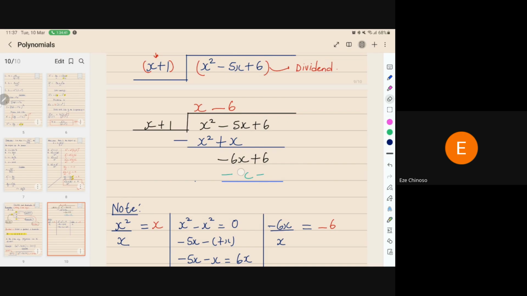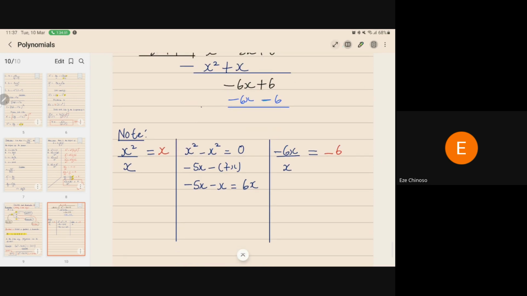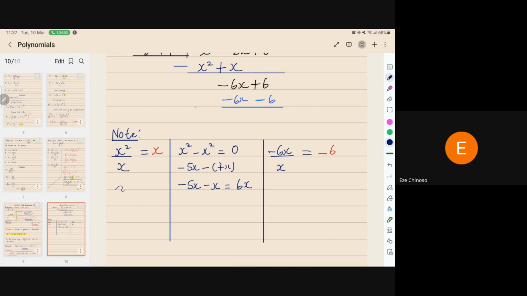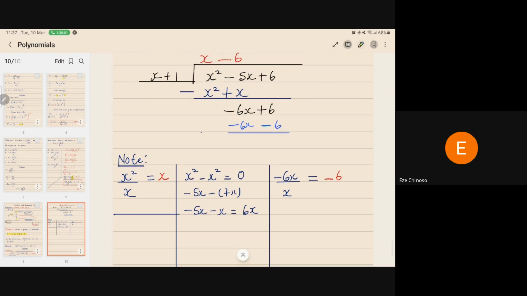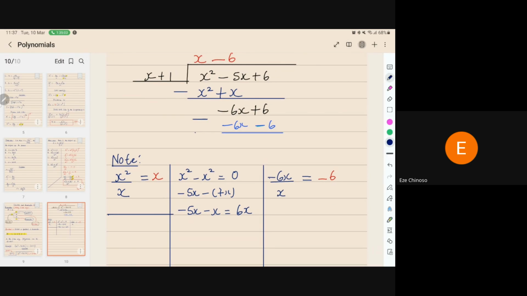Let me use a color that will be brighter. So minus 6x, then minus what? 6. So what do I do right there? It's your normal simplification at this point. So when I simplify, let me rule a line here. Now, what do I have there? I'm trying to simplify. Remember that there's a negative sign right here. So simplifying that, I have minus 6x minus 6x. So minus 6x plus 6x, that will be equal to 0.